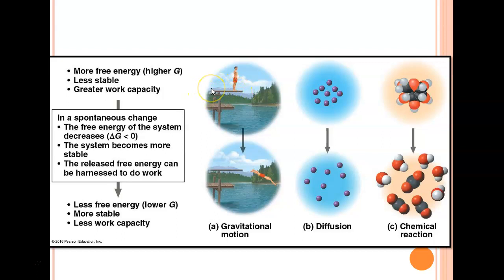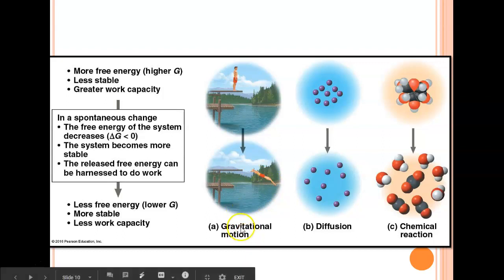Under spontaneous change, this person would start to fall, like in this picture, and it's going to be more and more stable. The released energy, whatever energy was given off in this process, can now go and do work. Eventually it gets down to the bottom where it's the most stable, the most happy, but there's less ability to do any kind of work.